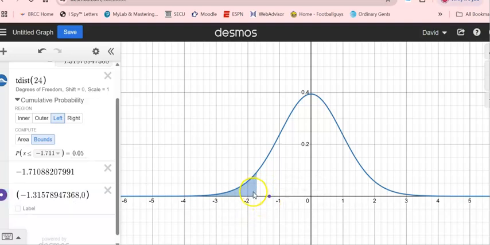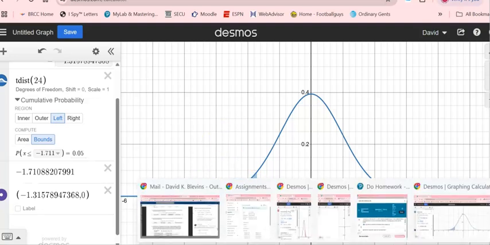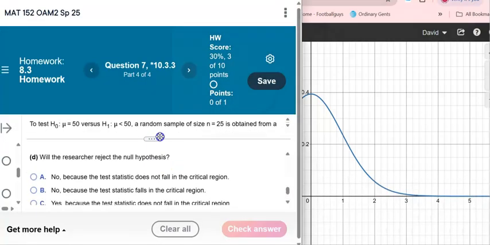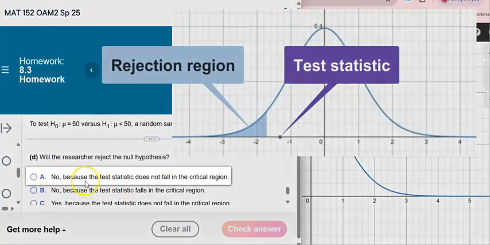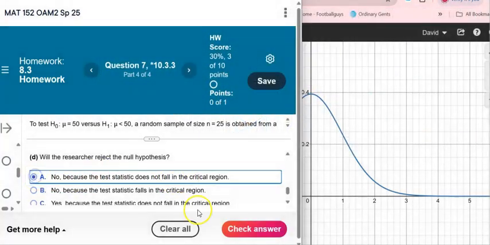I didn't quite fall into the rejection region. So since I didn't fall in the rejection region, I'm going to fail to reject. So will the researcher reject the null hypothesis? No, because the test statistic does not fall in the critical region. So there's our answer.